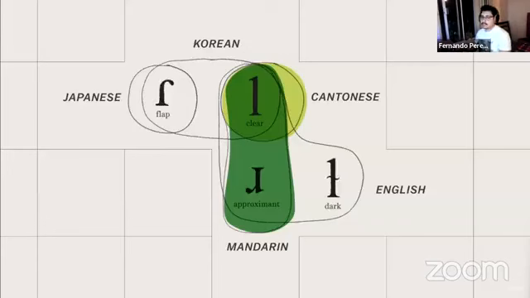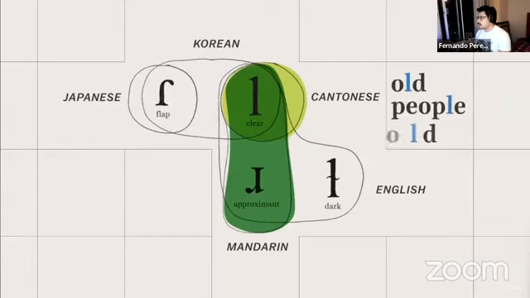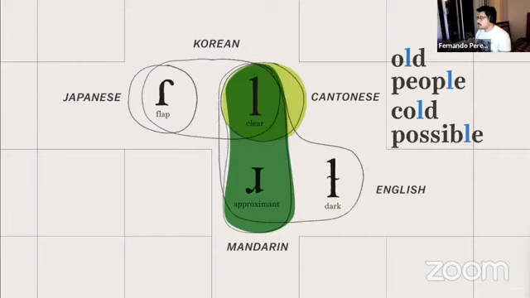Like Korean, Mandarin and Cantonese don't have the dark L sound, as in pull. But when they come across an L near the end of a word in English, they tend to pronounce it more like a vowel.